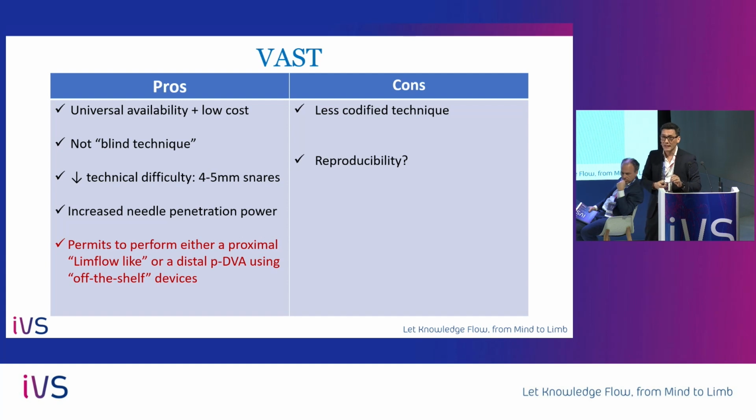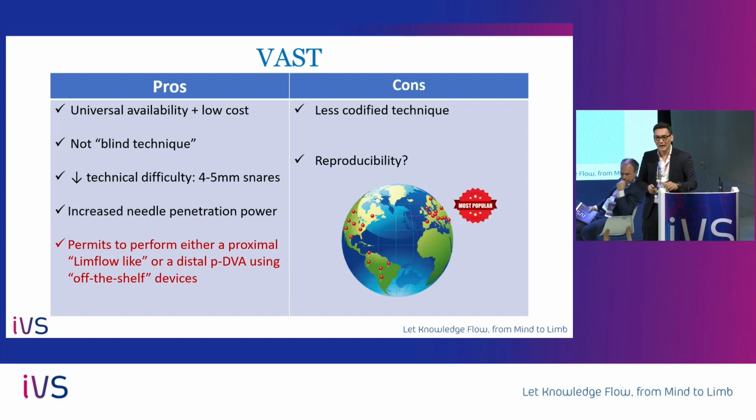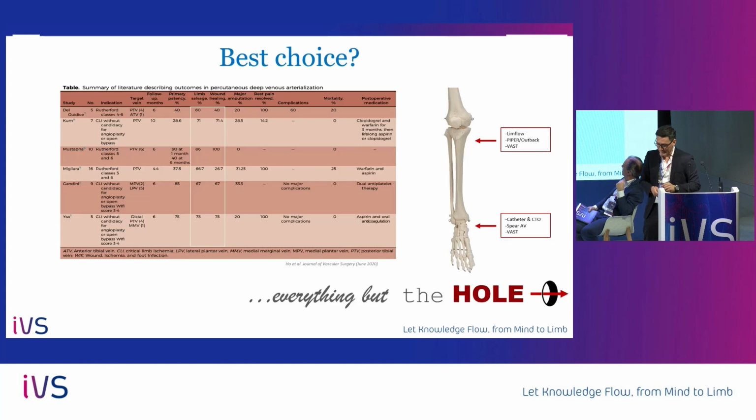And a really important point is you have an increased penetration power, which is a downside if you're just deploying your trigger from the groin with the LimFlow device or any other re-entry device. But the most important one for me is that it allows you to perform, in a low-cost manner, off the shelf either a LimFlow-like DVA proximally or a distal DVA. Definitely, this is a less codified technique if you compare with the LimFlow device. And with regards to reproducibility, I'm glad to say that this is one of the most popular maneuvers to perform off-the-shelf DVAs all over the world.